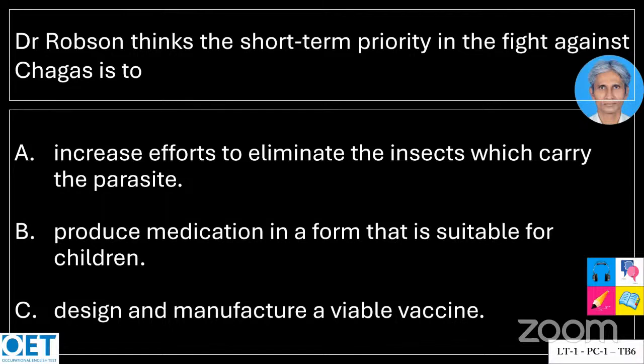Dr. Robson thinks the short-term priority in the fight against Chagas is what? What is the short-term priority? Increase efforts to eliminate the insects which carry the parasites.